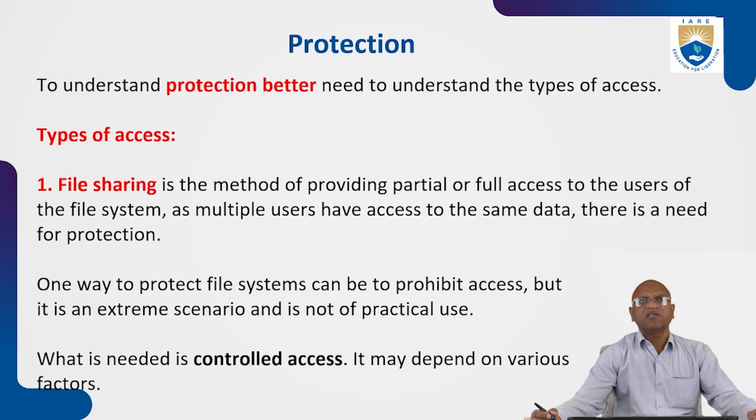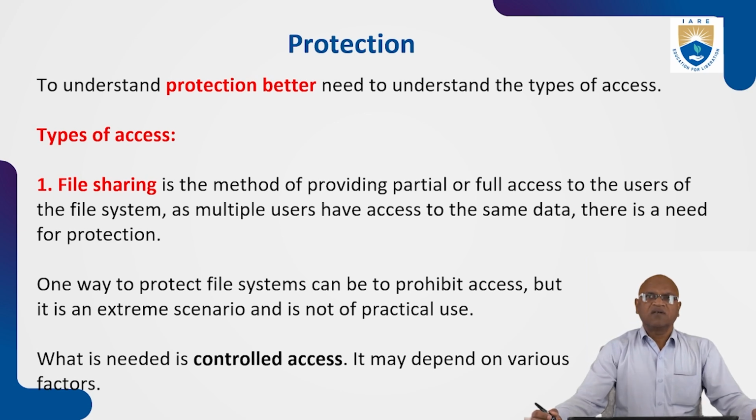To understand protection better, to understand the types of access: file sharing is a method of providing partial or full access of the users to the users of the file system. As multiple users have access to the same data, there is a need of protection, because everybody wants to access the file and download it. They want to modify it. It's not correct. So the original will get damaged. So we must provide security or protection.